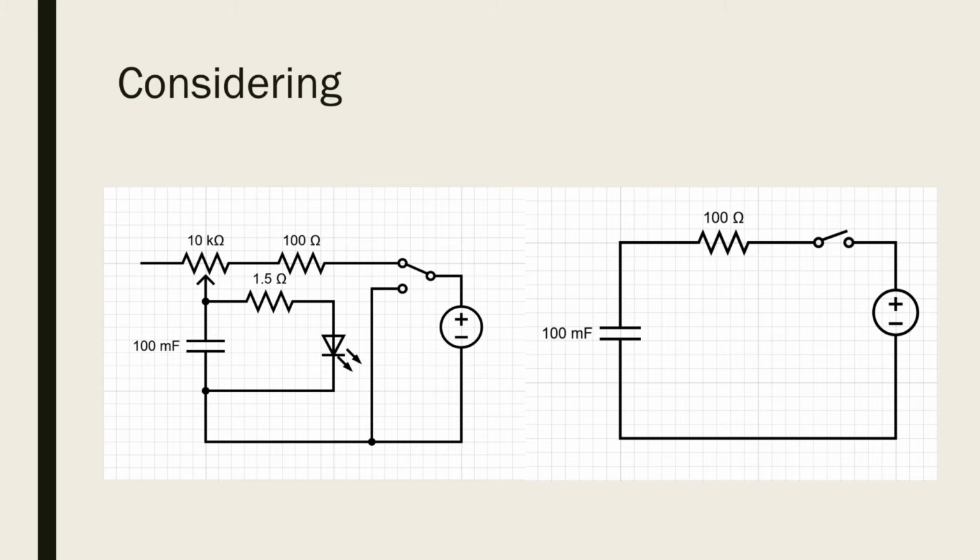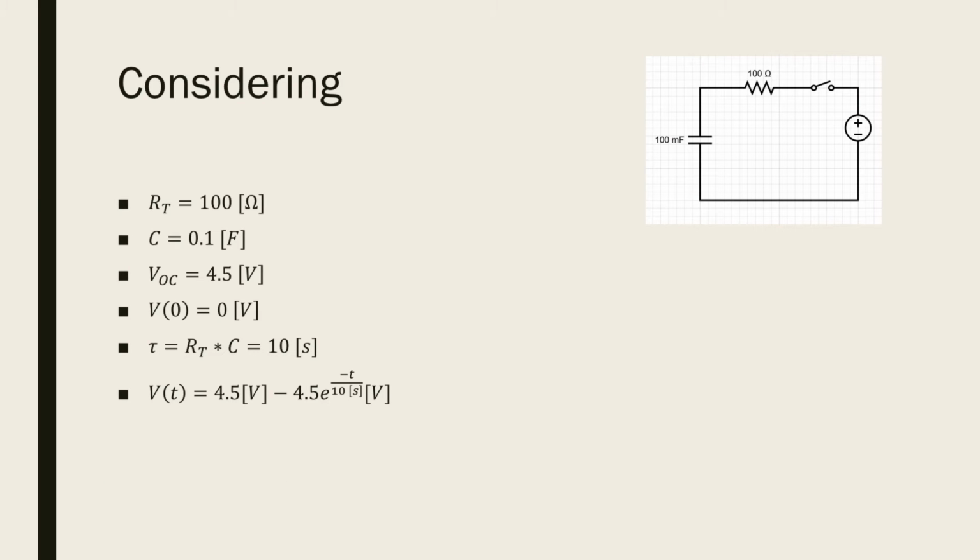we can effectively look at it like the diagram on the right hand side, because I set the potentiometer to 0 ohms, so it's just going to be 100 ohms, and the LED has a forward voltage of 2.2 volts, meaning that current will only flow through that segment of the circuit once the potential difference across the capacitor has reached 2.2 volts. I have all of these values displayed right here, and from this we can see that the time constant is 10 seconds and that the expression for voltage is 4.5 minus 4.5 times e to the negative t over 10 seconds.